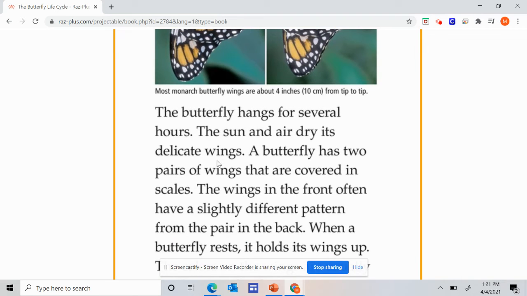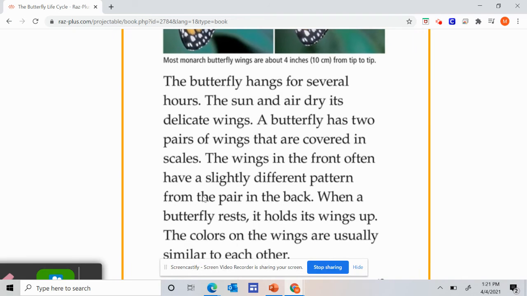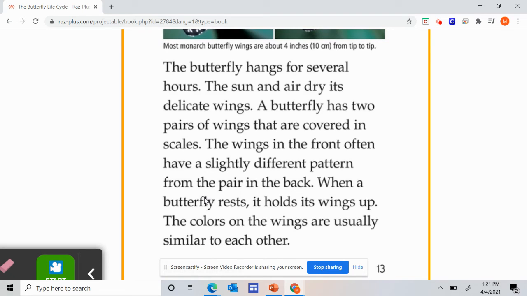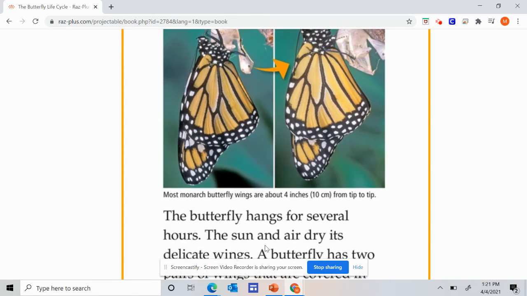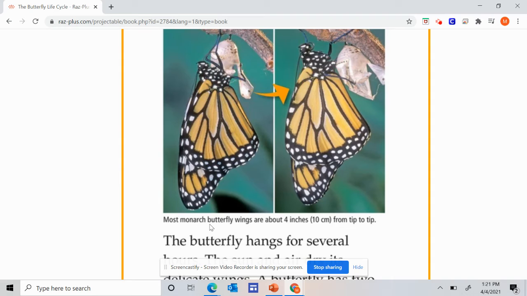The sun and air dry its delicate wings. A butterfly has 2 pairs of wings that are covered in scales. The wings in the front often have a slightly different pattern from the pair in the back. When a butterfly rests, it holds its wings up. The color on the wings are usually similar to each other. Most monarch butterfly wings are about 4 inches or 10 centimeters from tip to tip.